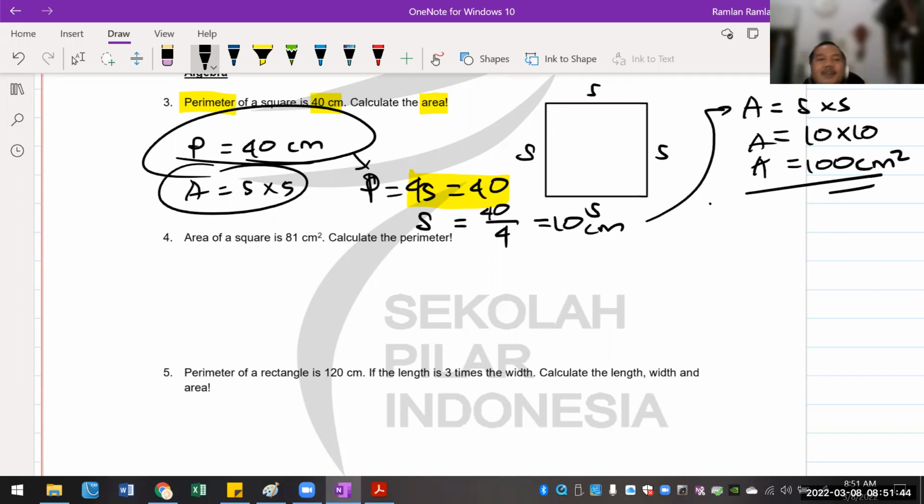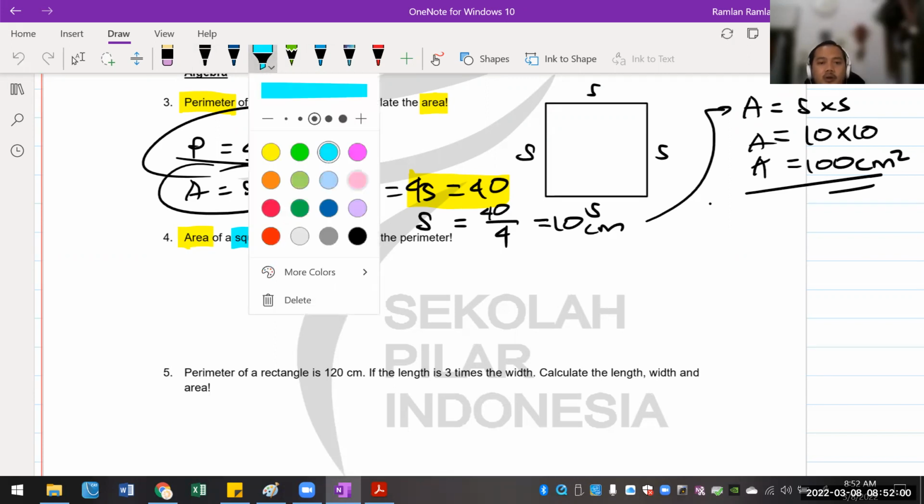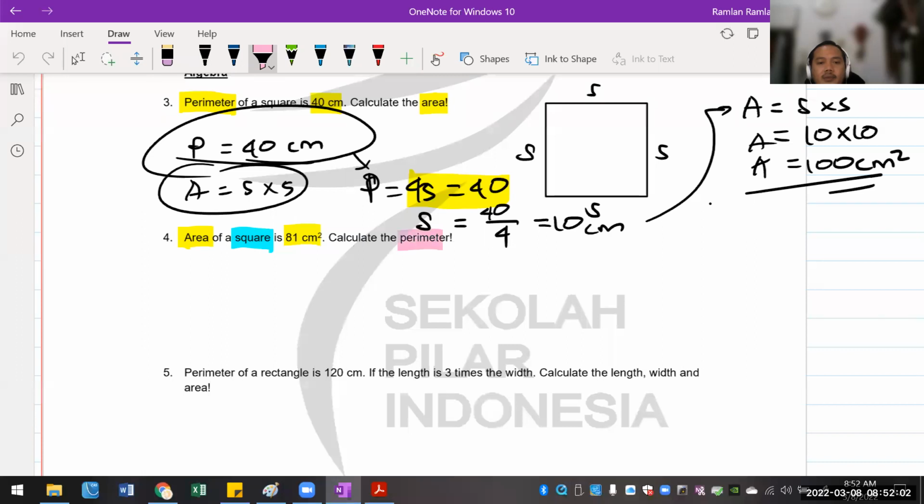So again, I'm going to highlight some information here. The area of a square is 81 centimeters squared. So actually we have this information here, which is the shape, the two-dimensional shape. And then the question is to calculate the perimeter. So you're going to find the perimeter. Again, we know that it is a square, so draw a square. I'm going to draw a square in here.